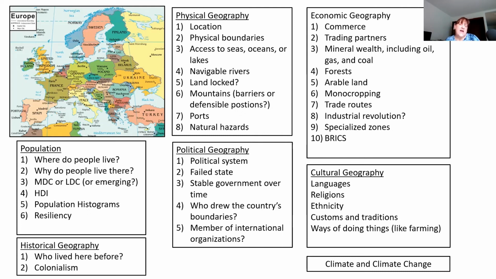The second thing we're going to look at is population. Where do people live? Why do they live there? We talked about more developed countries and less developed countries. And then there's a group in between that are called emerging countries. They're not less developed anymore, but they're not quite more developed yet. We're going to look at several of those over the class. The Human Development Index that we looked at, the sheets of that show infant mortality rates, sickness rates, and everything.